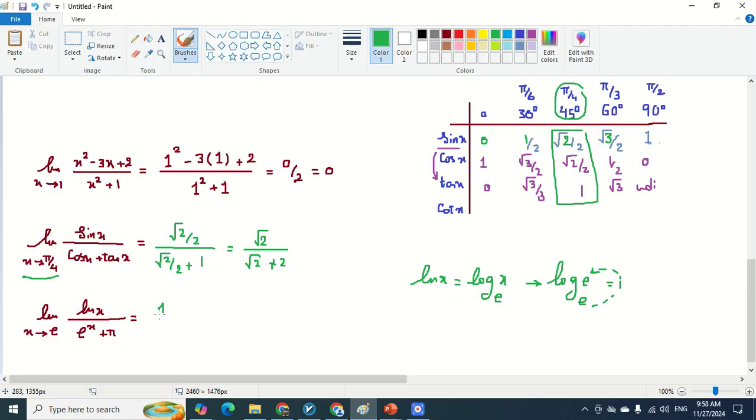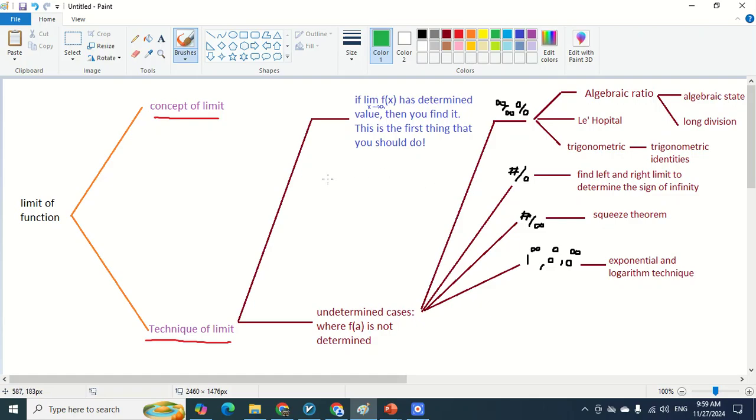And at the denominator, we have e to the power of e plus pi over there. So we calculate the value of the limit, because this one is a determined case, there is no 0 at the denominator, or undetermined case, so we evaluate the limit. So I return back to the diagram that we had. If you can substitute the value and the result is a determined form, then you found the limit.